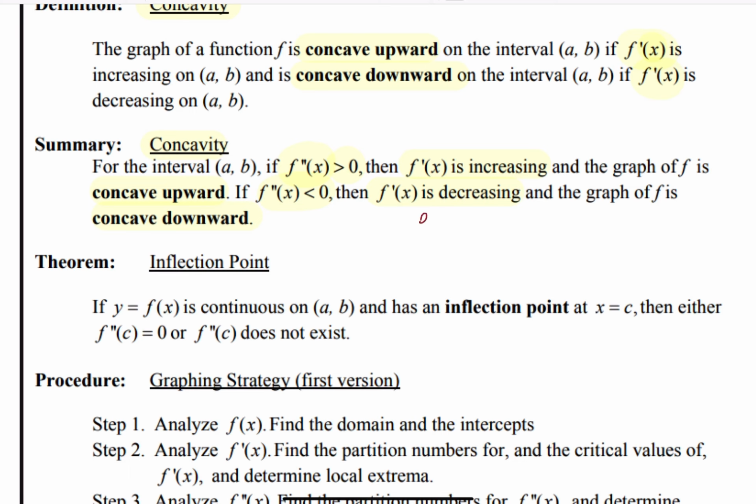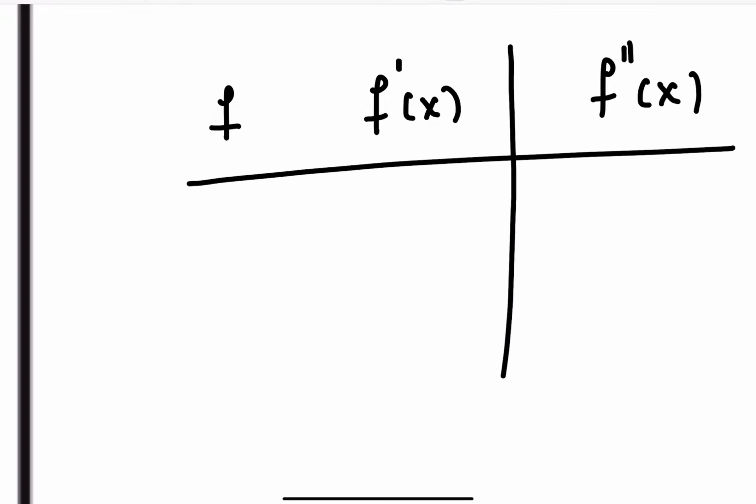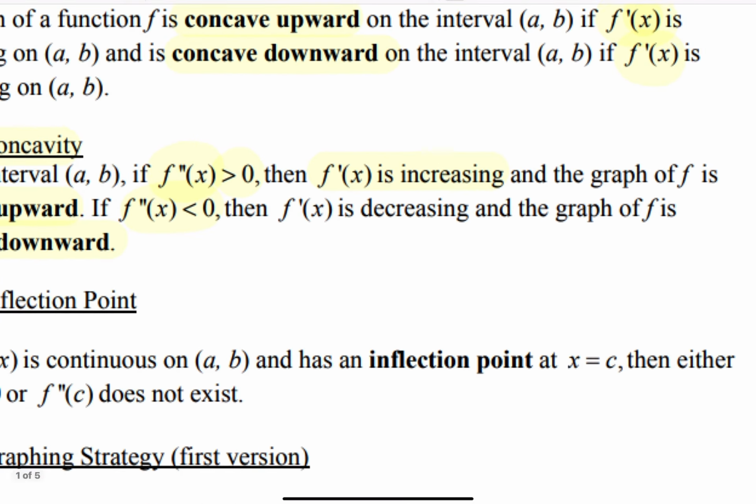I would like to put it this way. So I have the function. Let me erase this one, move right here and expand it. I like to write it this way: I have the function, I have the first derivative, and I have the second derivative. If the second derivative is positive, that means the first derivative is increasing and the graph is concave upward. If the second derivative is negative, that means your first derivative is decreasing and your graph is concave downward. Okay? All right, now we've seen that.